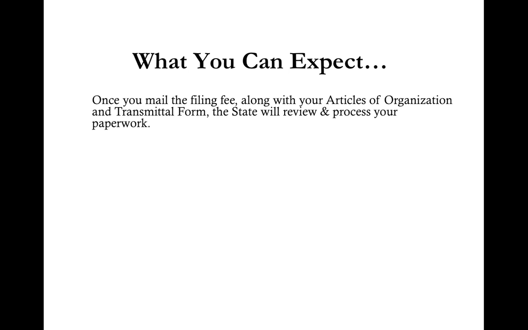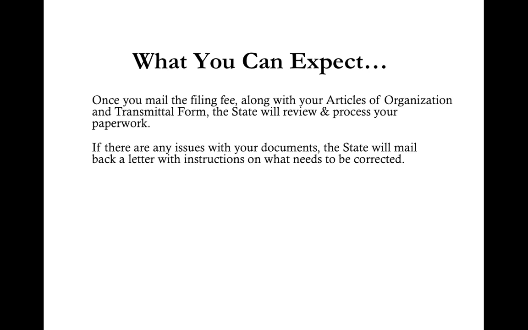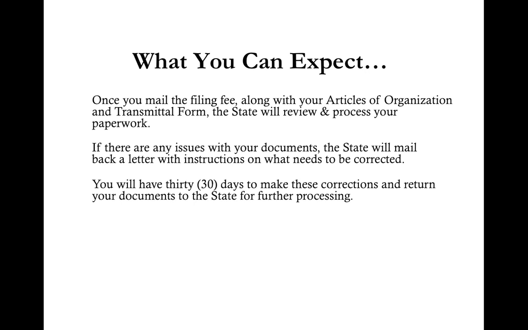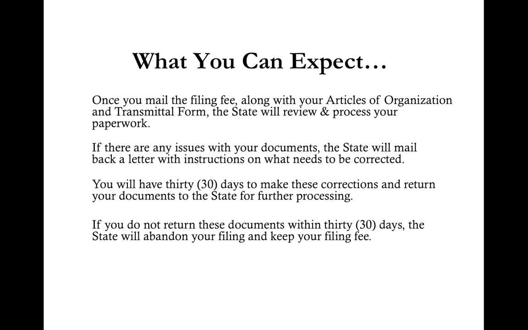Once you mail the filing fee, along with your Articles of Organization and Transmittal form, the state will review and process your paperwork. If there are any issues with your documents, the state will mail back a letter with instructions on what needs to be corrected. You will have 30 days to make these corrections and return your documents to the state for further processing. If you do not return these documents within 30 days, the state will abandon your filing and keep your filing fee.